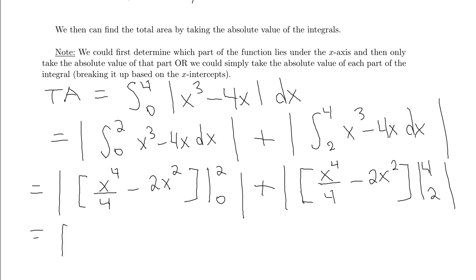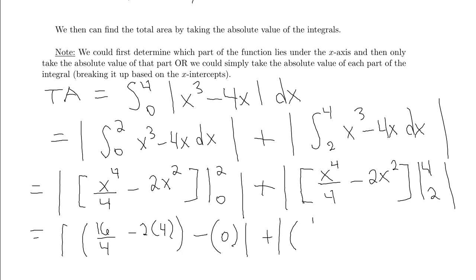Okay, so now let's evaluate. Plugging in x equals 2, we're going to have 16 over 4 minus 2 times 4. If I plug in 0 and subtract my bottom bound, I just get 0. Plus, now plugging in my top bound, I'm going to have 4 to the power 4 divided by 4, minus 2 times 16, because that's 4 squared, minus my bottom bound being plugged in, which is 16 over 4, minus 2 times 4.